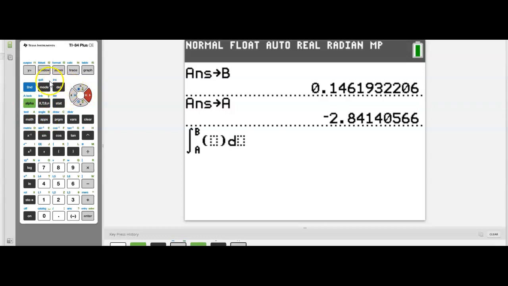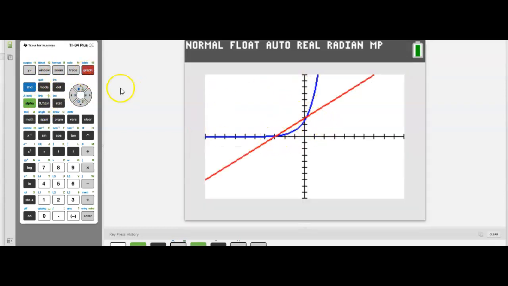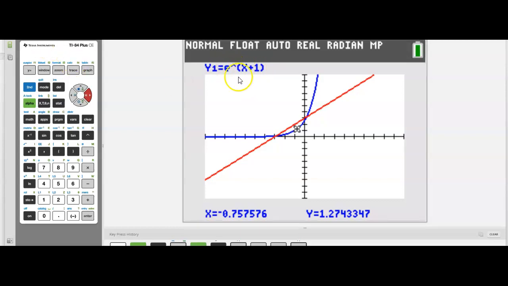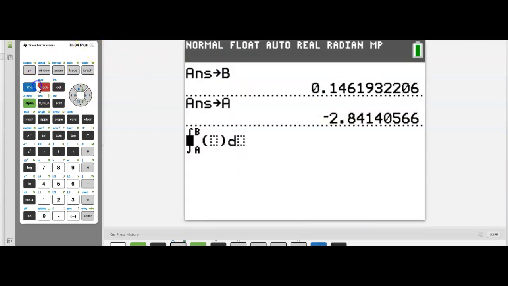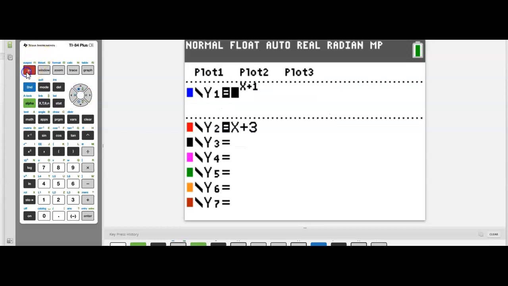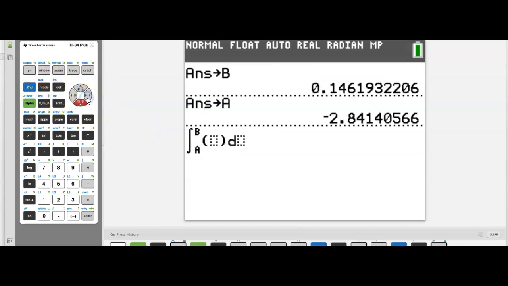Now, what you could do is, if you forget which one's on top, you can just use absolute value bars, or you can just look back at your graph and see, if you push trace here, and you just trace along. Right now I'm tracing the blue line, so you can see that the blue line is the e function. So it looks like the red line, the x plus 3, is on top, and the e function is on the bottom. But like I said, if that's all confusing to you and you don't want to go back and look at it, you can just use absolute value bars. It looks to me like I stored the x plus 3 in y2, so I'm going to put y2 first.